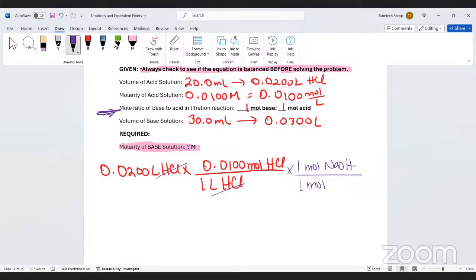I've been trying to write faster than I can get it out. So our moles of HCl cancels out, and now you're left with finding your answer for your moles of sodium hydroxide. But let's see what we get right here. 0.0200 times 0.0100 equals 2.00 times 10 to the negative 4th power moles of sodium hydroxide.